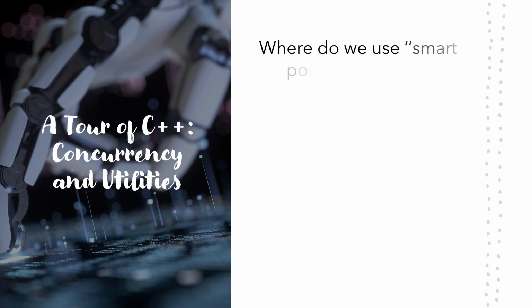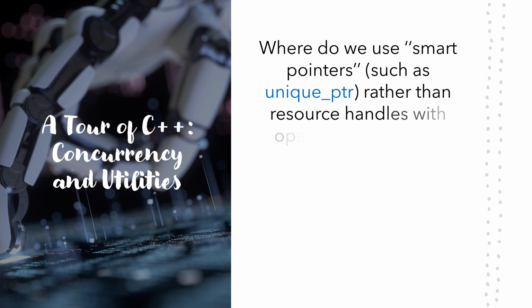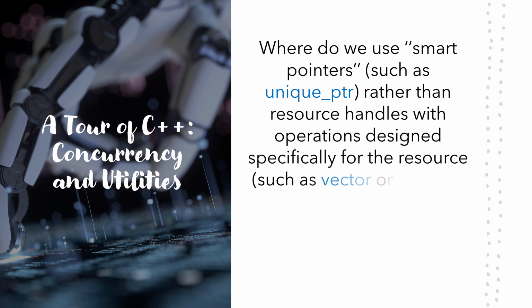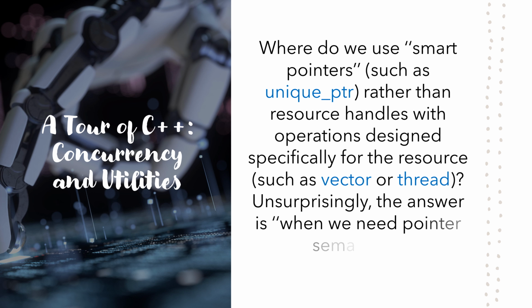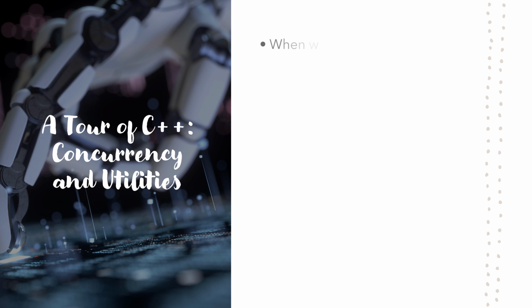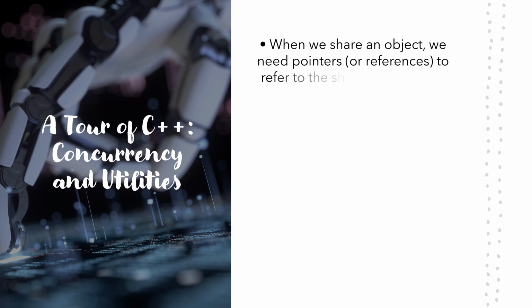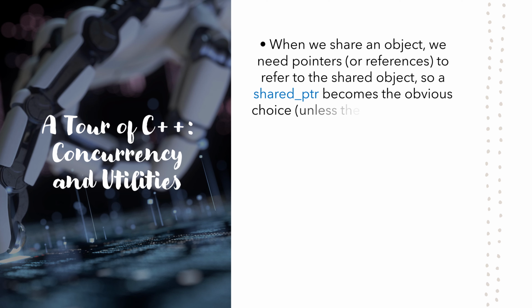Where do we use smart pointers, such as unique_ptr, rather than resource handles with operations designed specifically for the resource, such as vector or thread? Unsurprisingly, the answer is when we need pointer semantics. When we share an object, we need pointers, or references, to refer to the shared object, so a shared_ptr becomes the obvious choice, unless there is an obvious single owner.